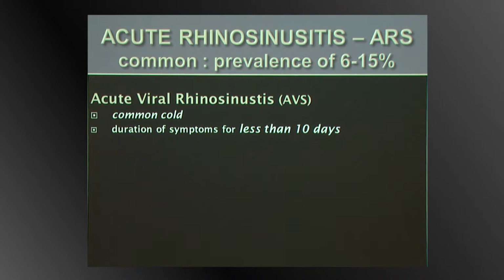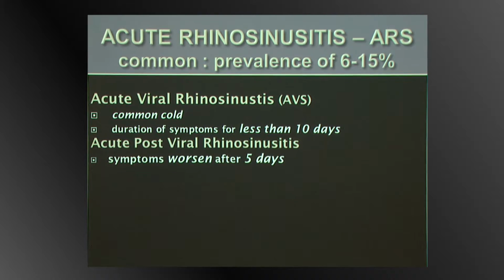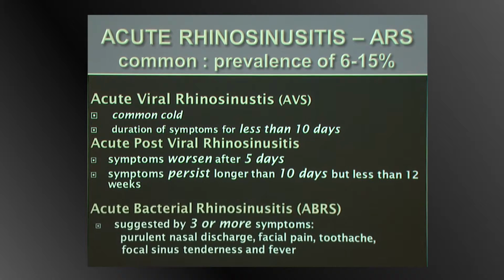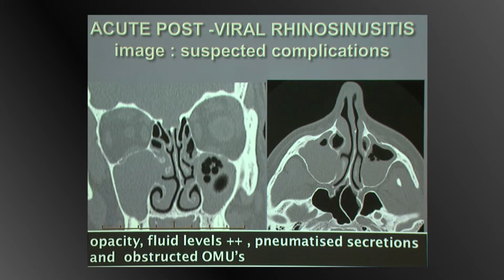So acute sinusitis has a prevalence of 6 to 15%. Basically, it's the common cold. It's duration of symptoms for less than 10 days. Acute post-viral rhinosinusitis, it gets worse after 5 days, or the symptoms persist for longer than 10 days, but less than 3 months. Acute bacterial rhinosinusitis is suggested by 3 or more symptoms: purulent nasal discharge, facial pain, toothache, focal sinus tenderness, and fever. So all things you'd expect from a bacterial infection.